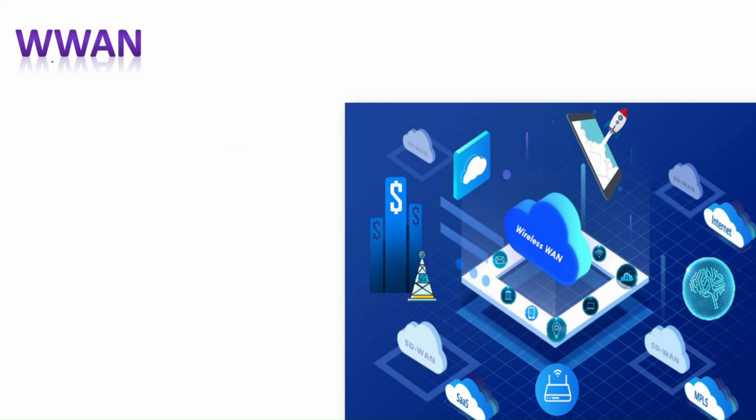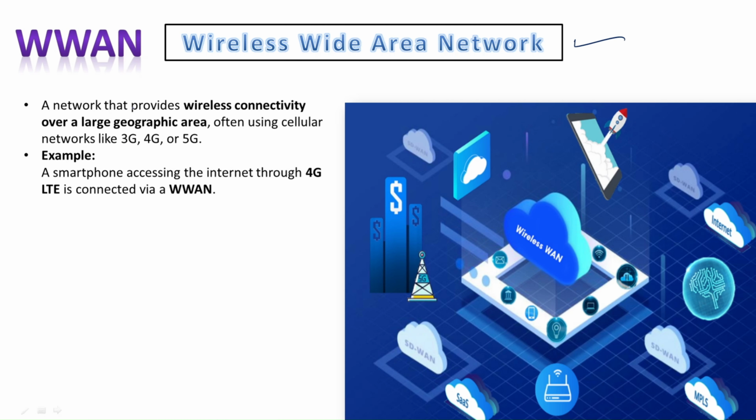WWAN is Wireless Wide Area Network. So it is a network that provides wireless connectivity over a large geographic area, often using cellular networks like 3G, 4G, or 5G. For example, a smartphone accessing the internet through 4G LTE is connected via a WWAN.